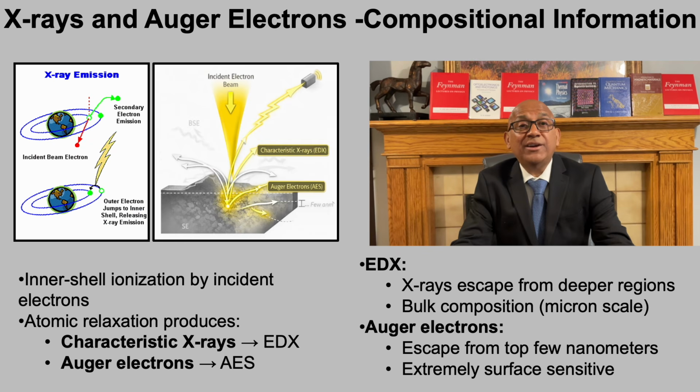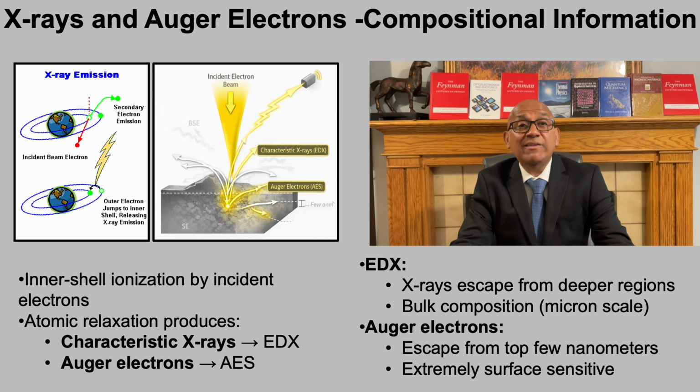Some electron-matter interactions are energetic enough to eject inner shell electrons from atoms in the specimen. When this happens, the atom is left in an excited state with a core level vacancy. As electrons from higher energy levels drop down to fill this vacancy, the atom releases energy. One way this energy is released is through the emission of characteristic X-rays.